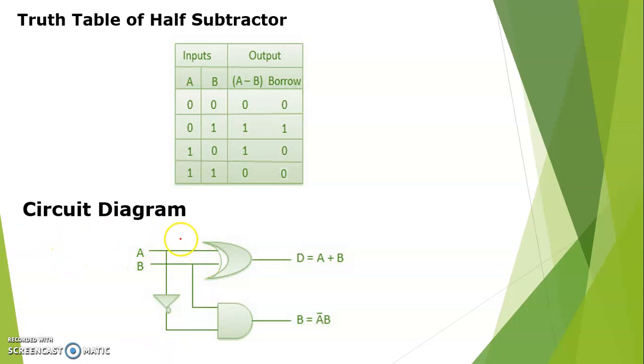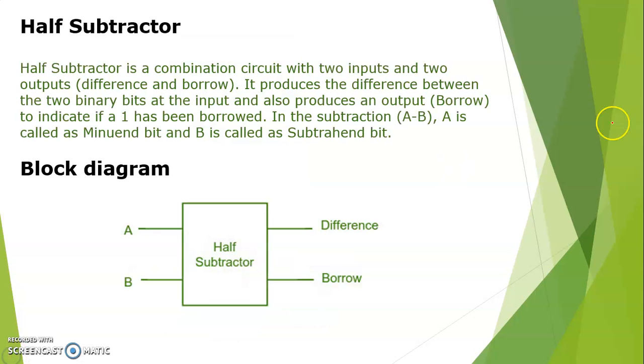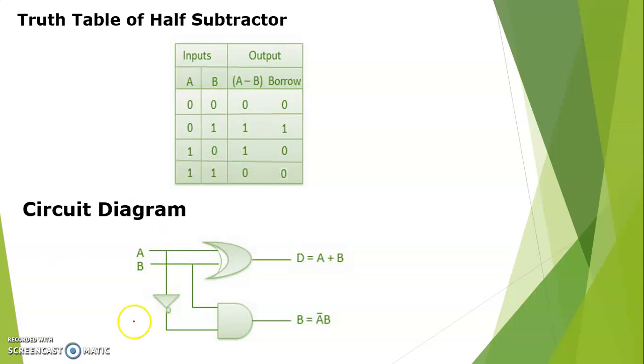This is the circuit diagram for the half subtractor. Minuend bit or subtrahend bit: in A minus B, A is called the minuend bit and B is called the subtrahend bit. So this is the truth table of the half subtractor and this is the circuit diagram.